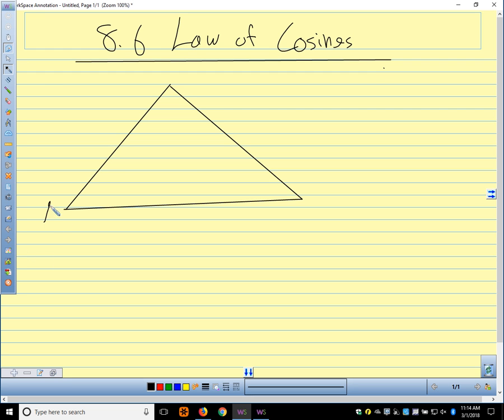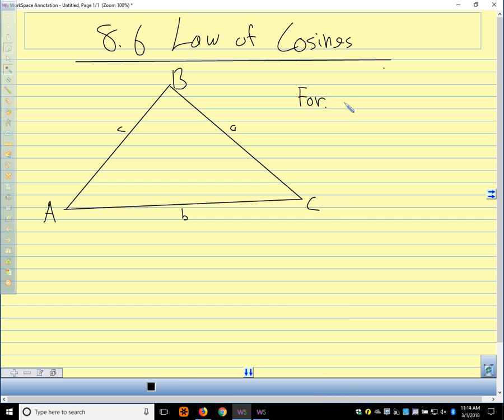Capital letters for the angles, and then small letters across from the angles for the sides. So there's our triangle. And just like for law of sines, we're going to say we don't have to have a right triangle to use law of cosines for any triangle ABC.